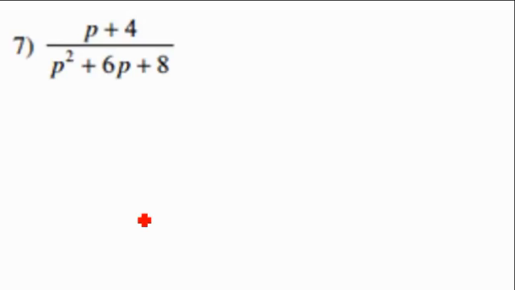Alright, so this will help you on homework number 12, simplifying rational expressions. What we're going to do here is simplify this expression as best as possible. In order to do that, we first have to find factors of the polynomial in the numerator. So I have p plus 4. P plus 4 can't be factored any more than it is, so we're going to leave that alone. So we got p plus 4.